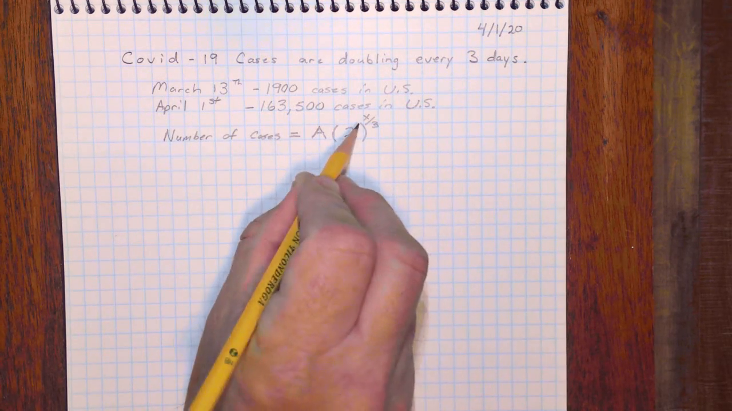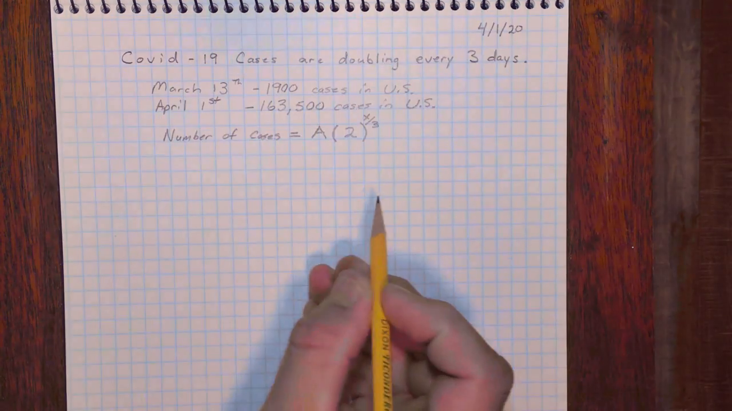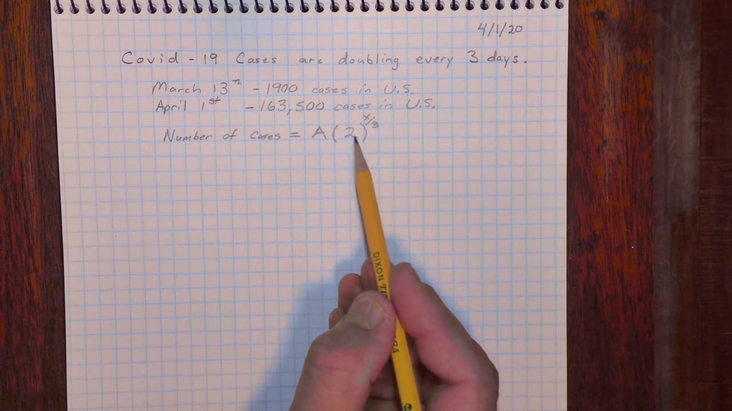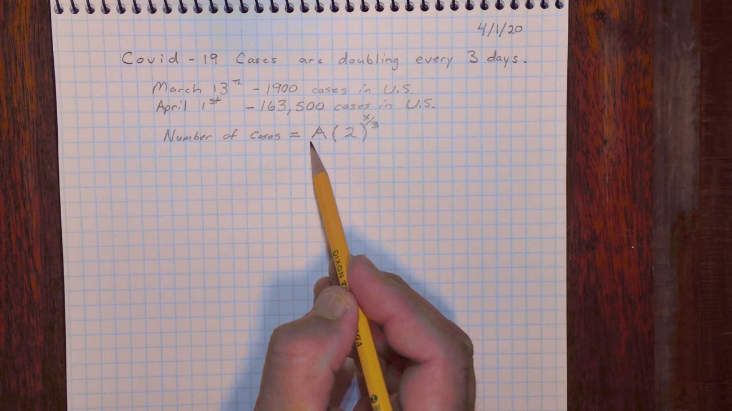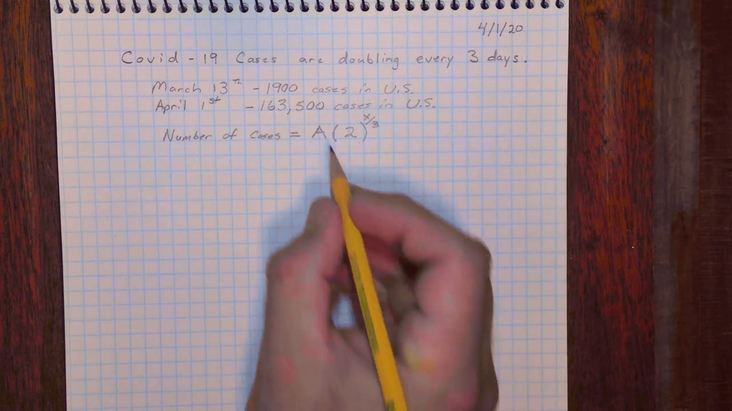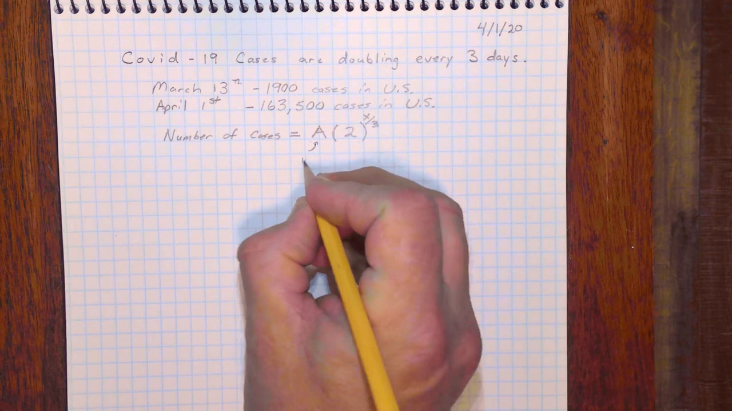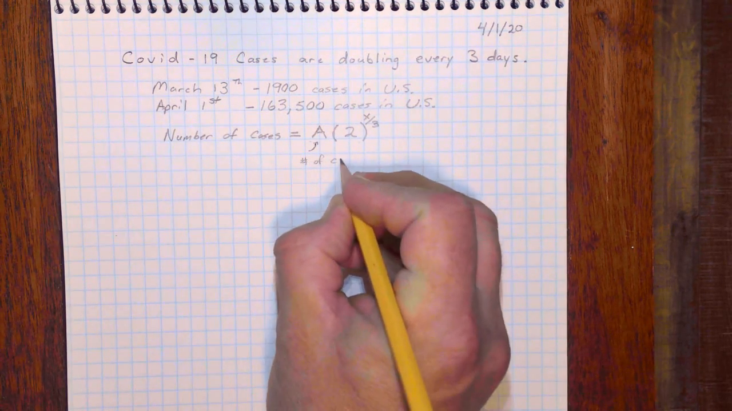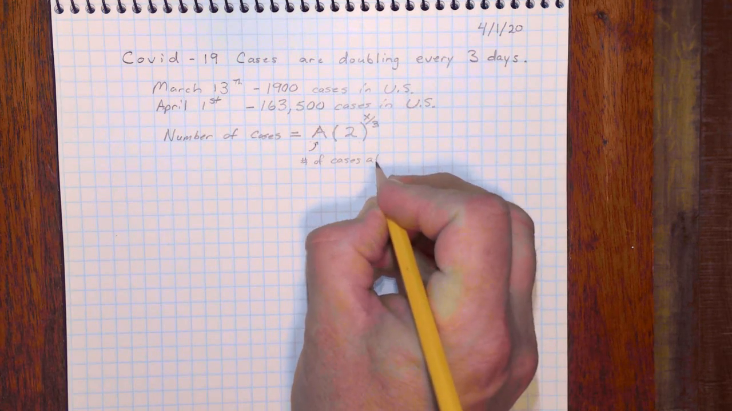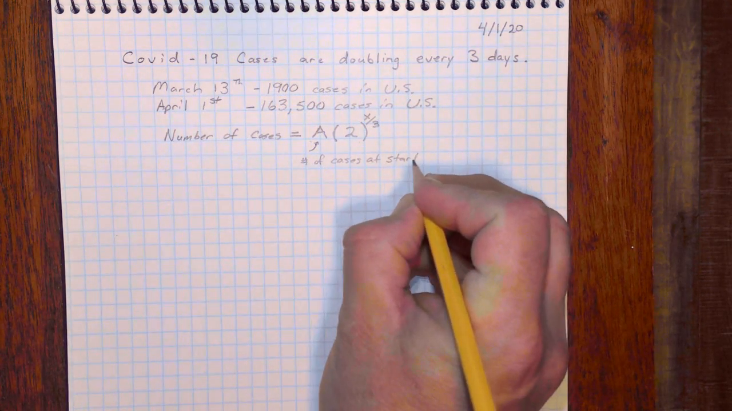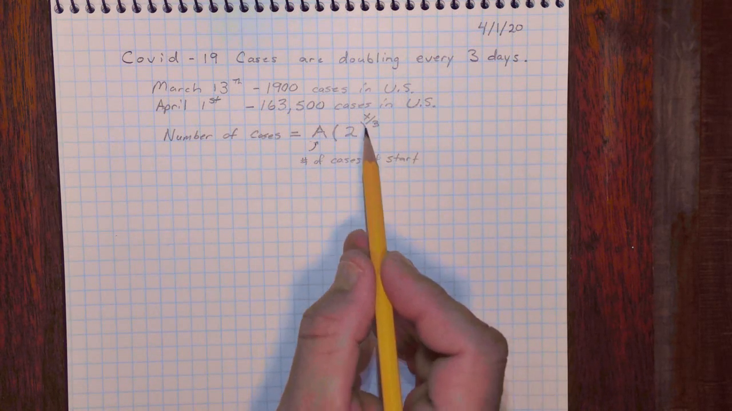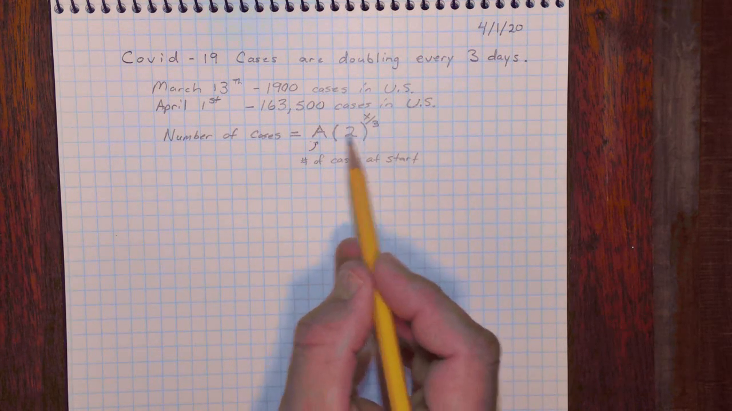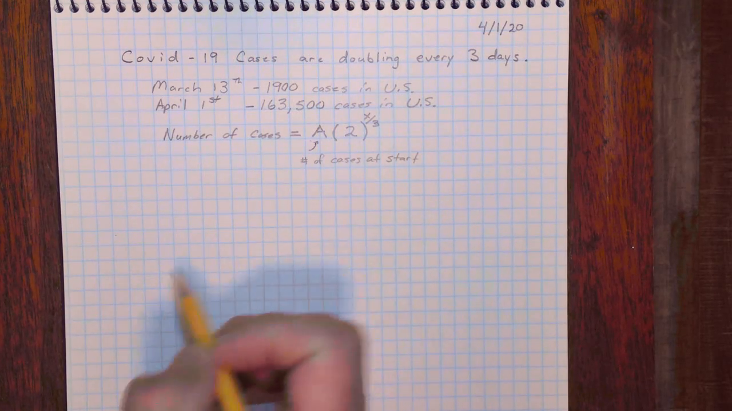That way after 3 days, when x becomes 3, 3 over 3 is 1, 2 to the 1 power is 2, and we'll have twice as much as we had at the beginning, which was amount A. So this is the number of cases at the start. Okay, now what we're going to do is plug some of these numbers in, and figure out if we are doubling every 3 days as suggested by this model.